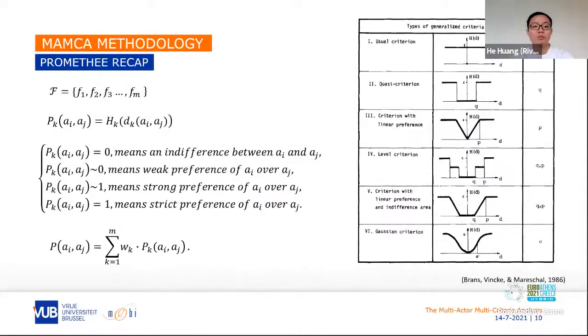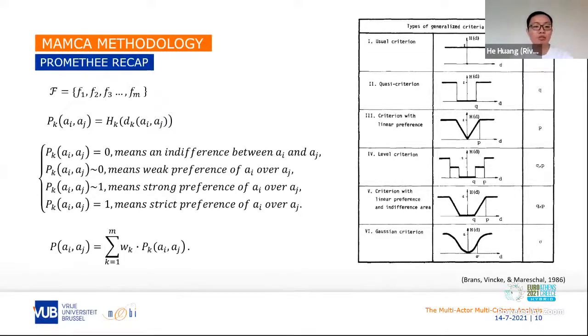To quickly recap PROMETHEE, the preference ranking organization method for enrichment evaluation is an outranking method in MCA. Let us consider a set of criteria to evaluate a finite set of alternatives. To compare the preference of 2 alternatives, Ai and Aj, on criterion fk, we define a preference function. From the right side, you can check the 6 standard functions.